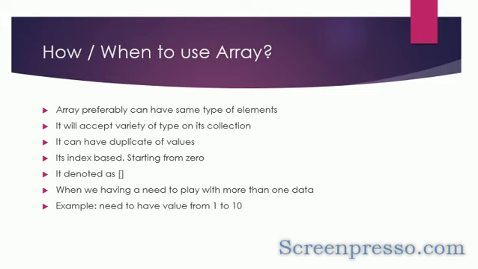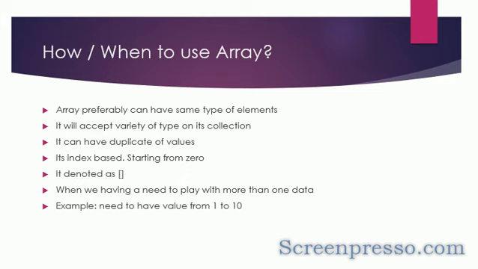Next, how or when to use array. First, how. Array preferably can have the same type of elements. As I told, I am giving the 10 numeric numbers, you are going to use that. It will accept a variety of types. For example, in an array you can store a numeric, also at the second index you can store a string, and at the third index you can store a boolean. But preferably you can go with the same type of values in an array.